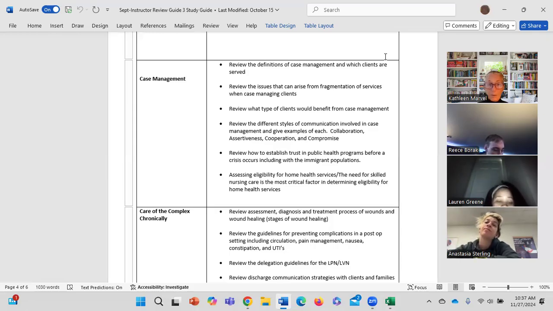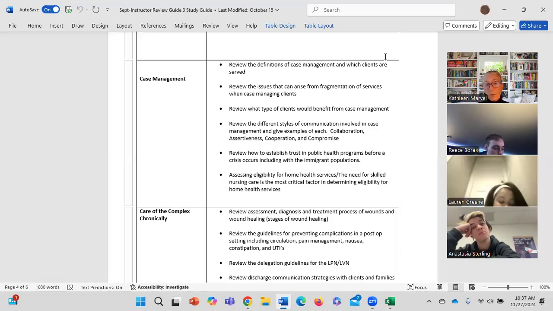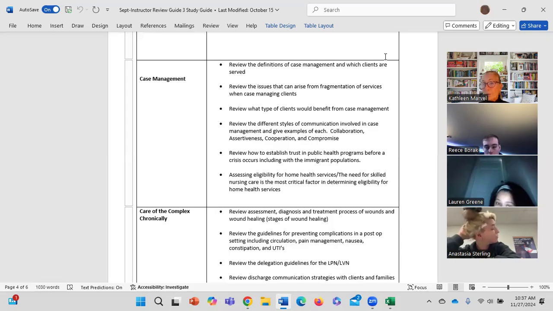Different styles of communication. Okay, so there's four styles of communication that we generally talk about with case management: collaboration, assertiveness, cooperation, and compromise. Okay, so with collaboration, you are working with others towards solutions that satisfy both needs of the party, both parties. Assertiveness, you're putting forth your own observations, your own desires, your own outcomes. That's being assertive. Cooperation, the ability to understand and meet the needs of others. You're trying to cooperate.